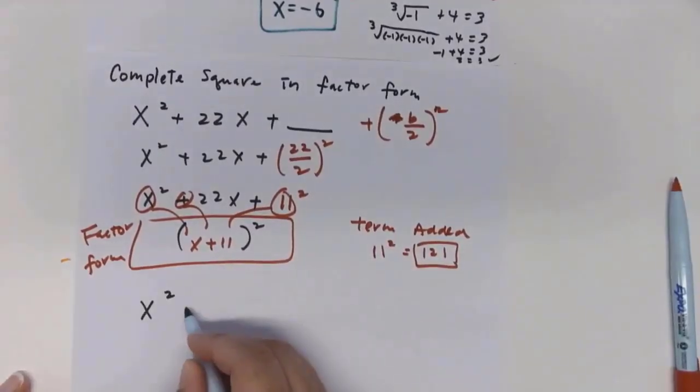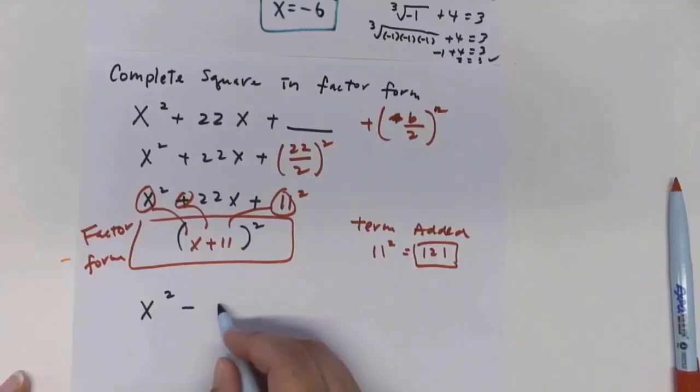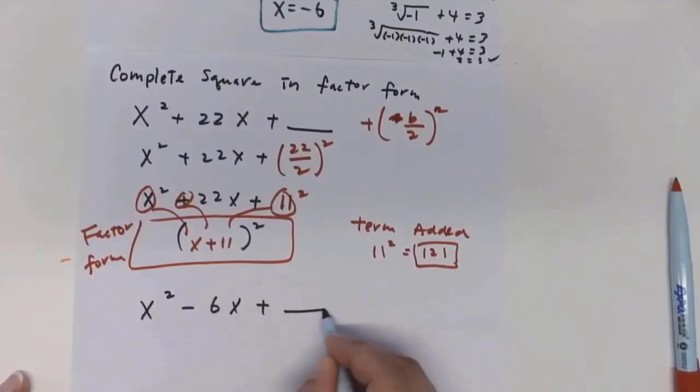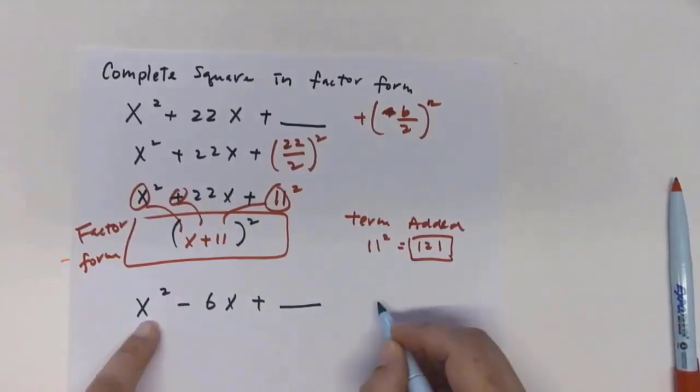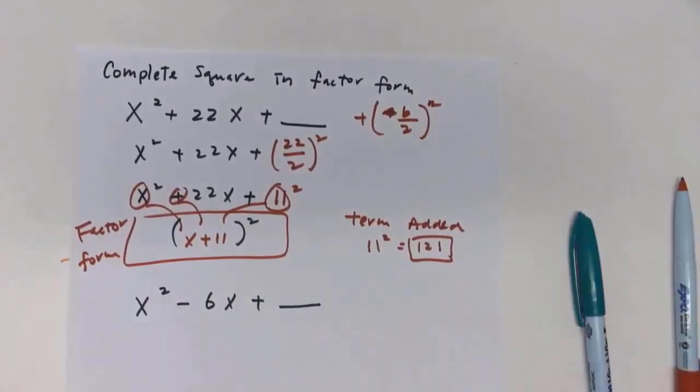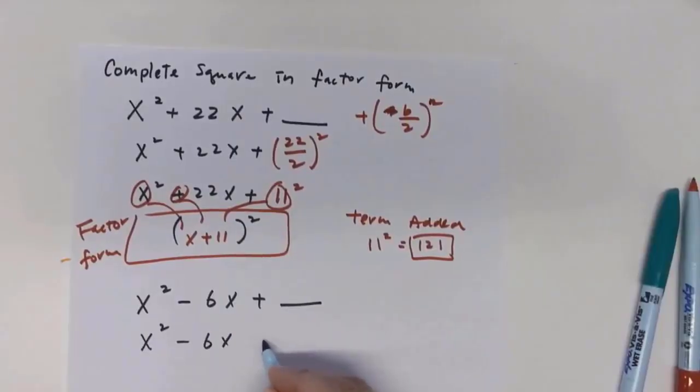x squared minus, say, 6x plus a blank one. Then we need to figure out what's added in it and what is the factor. We are adding the term which is negative 6 what?